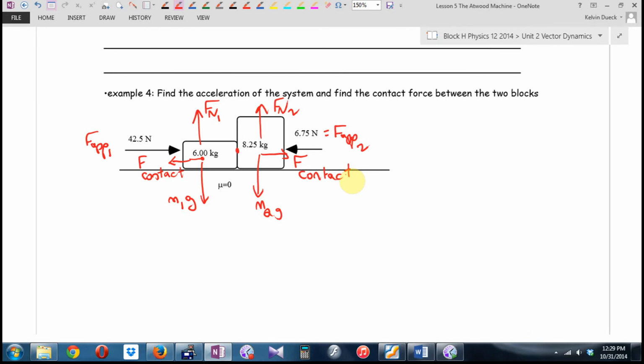And now let's walk down the entire invisible string holding them together. Let's walk down this horizontal path, writing our equation. Who's winning? We said F app 1. Then I run into F contact. F contact, winner or loser? Loser.